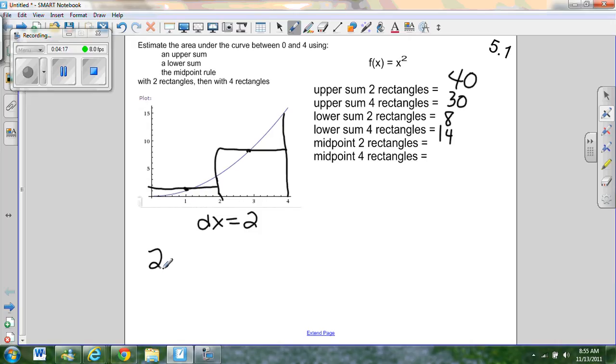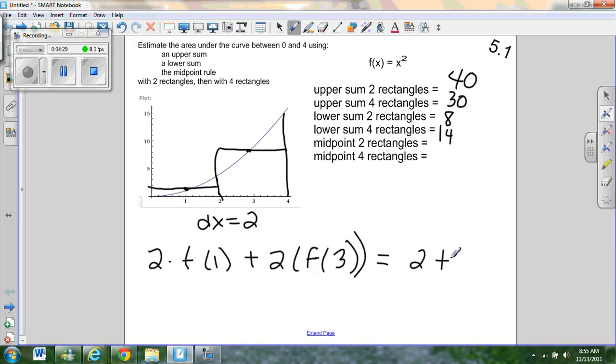So we have 2 times f of 1 plus 2 times f of 3, which is equal to 2 times 1 squared, which is 1 times 2 is 2, plus 2 times 3 squared, which is 9, which is 18, for a total of 20.